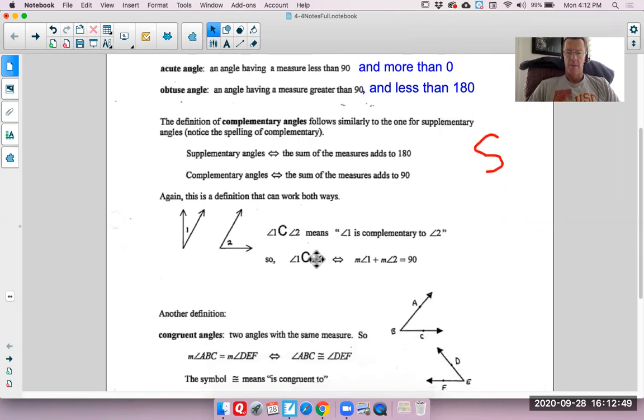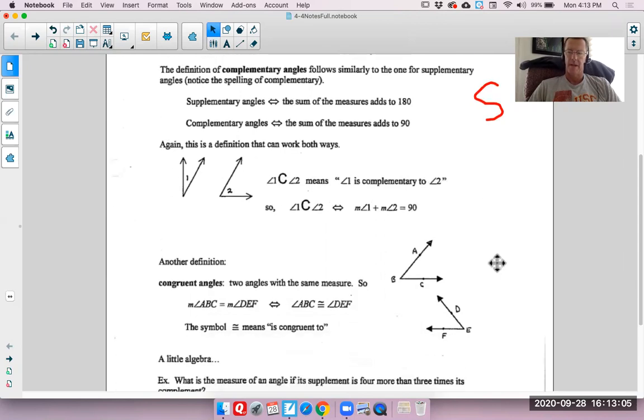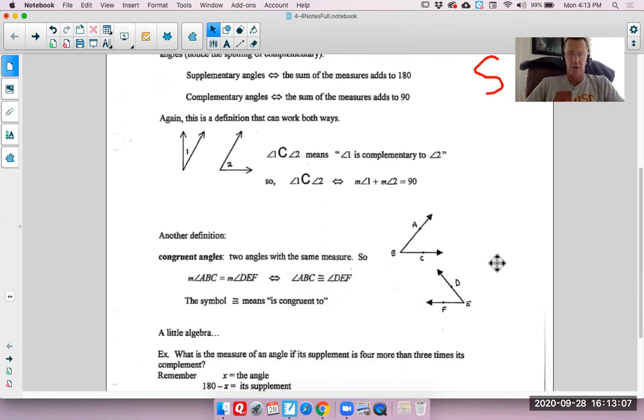Remember, big S would mean supplementary. So angle 1, big S, angle 2 would mean angle 1 is supplementary to angle 2. Big C just means complementary. It's a lot easier to put a big C in between those than to write all that out. And again, we're getting real close to starting that trek up Proof Mountain. We're going to want all the shortcuts we can get.